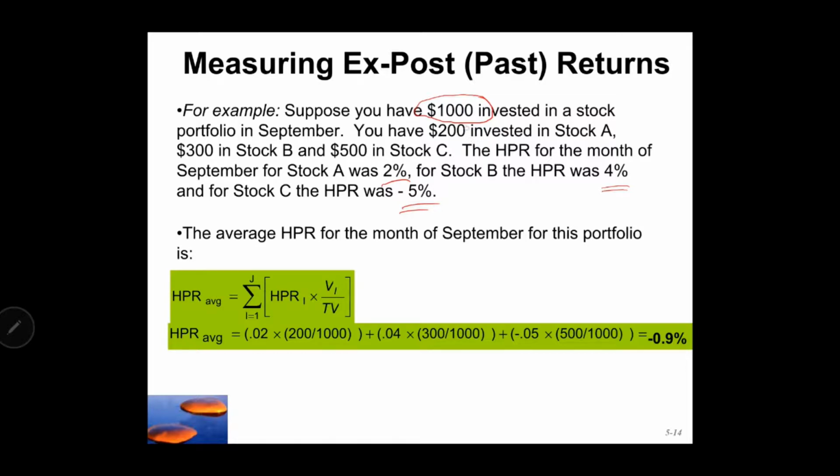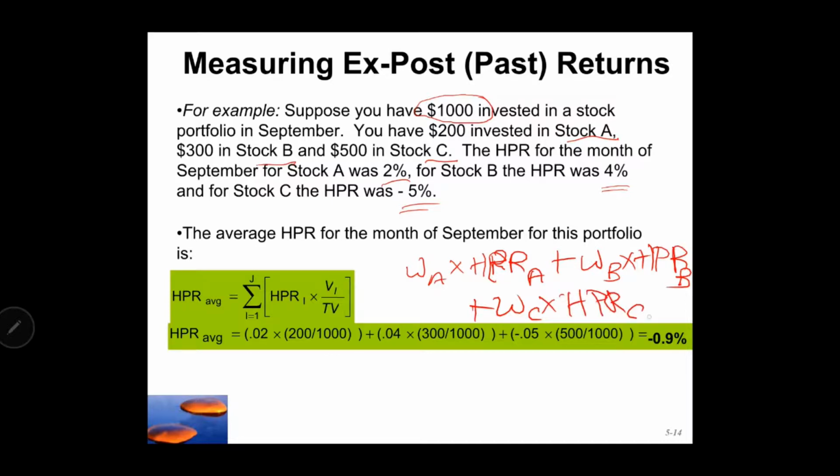So I am having $1,000 to invest in my portfolio, and I am investing 200 in stock A, 300 in stock B, and 500 in stock C. So it will be weight of stock A times HPR of stock A plus weight of stock B times HPR of stock B plus weight of stock C times HPR of stock C. So that gives me something like this.